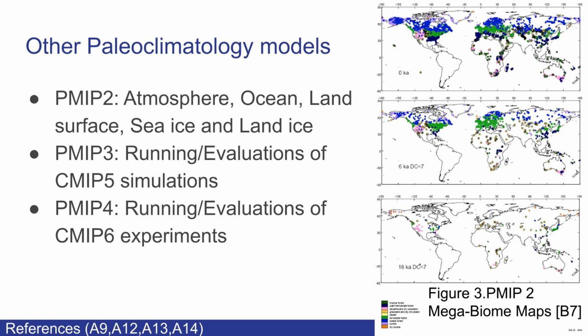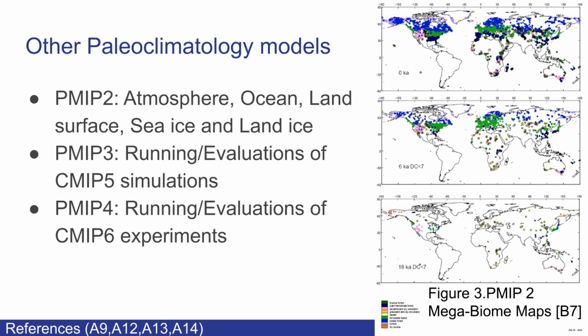PMIP-3 involves running and evaluating CMIP-5 simulations. CMIP stands for the Cooperative Holocene Mapping Project. PMIP-4 is similar to PMIP-3 as it deals with experiments with the Cooperative Holocene Mapping Project, but involves CMIP-6 instead of CMIP-5. Figure 3 on the right is a megabiome map, displaying data gathered through the PMIP-2 model.